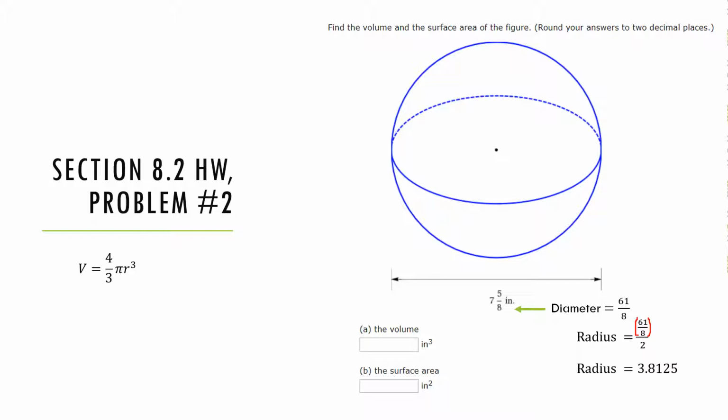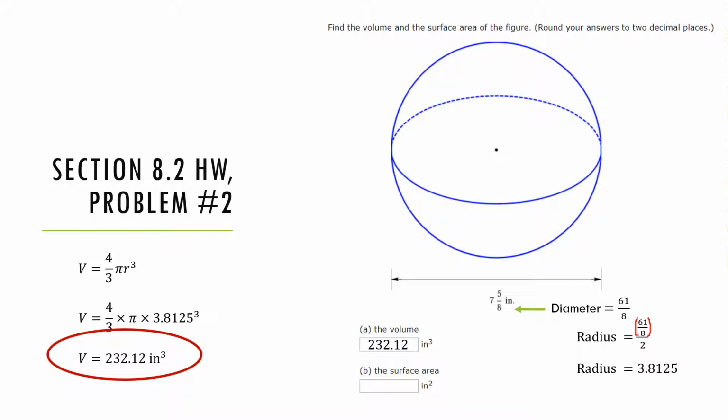Now that we know our radius, we can plug that into our volume formula. So the volume of the sphere is 4/3 times pi times r cubed. So plugging in 3.8125 for the radius, we have volume equals 4/3 times pi times 3.8125 cubed. If you plug this into your calculator, that's going to give you volume equals 232.12 inches cubed. Now notice in your homework, it's already got the inches cubed in there for you, so you don't need to type that in. You will need to be able to recognize the correct units for the final exam though.